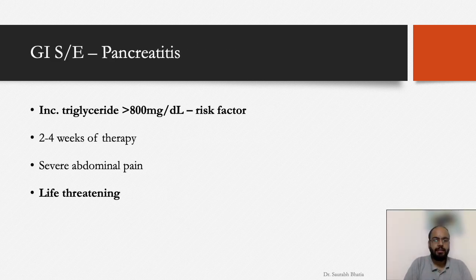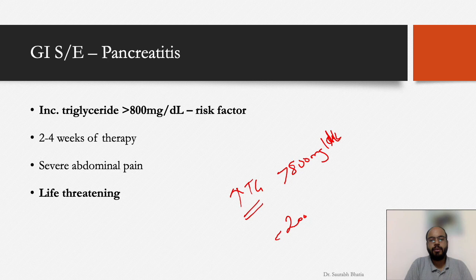Now, pancreatitis. We know that because of glucocorticoid effect, the triglycerides are increased. And if these triglycerides are increased to more than 800 milligram per deciliter, normal levels are less than 200. Okay, so if it's increased to more than 800, it increases the risk of pancreatitis. Usually seen after 2 to 4 weeks of steroids, it will present as severe abdominal pain, and this is also one of those life-threatening disorders.